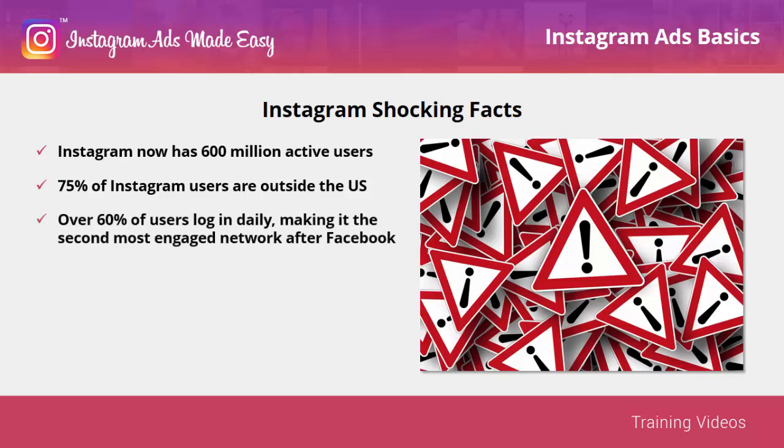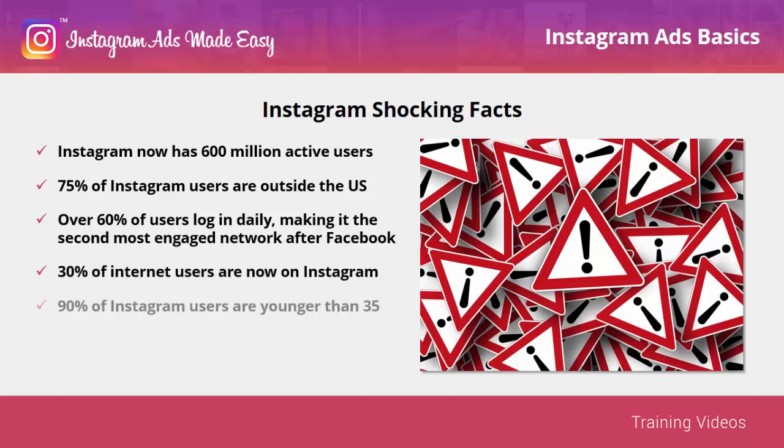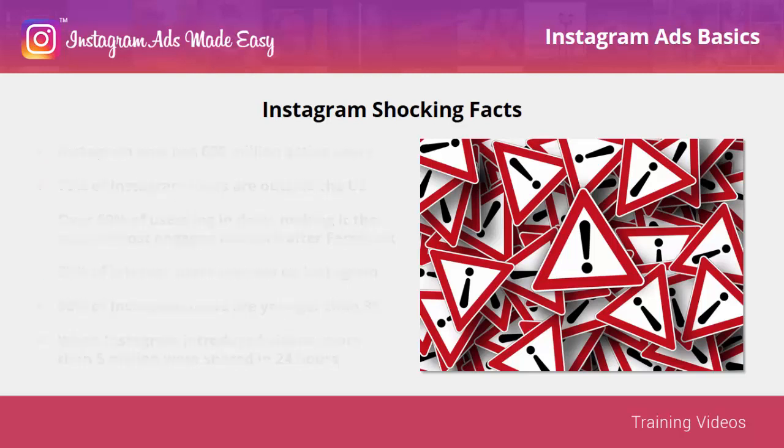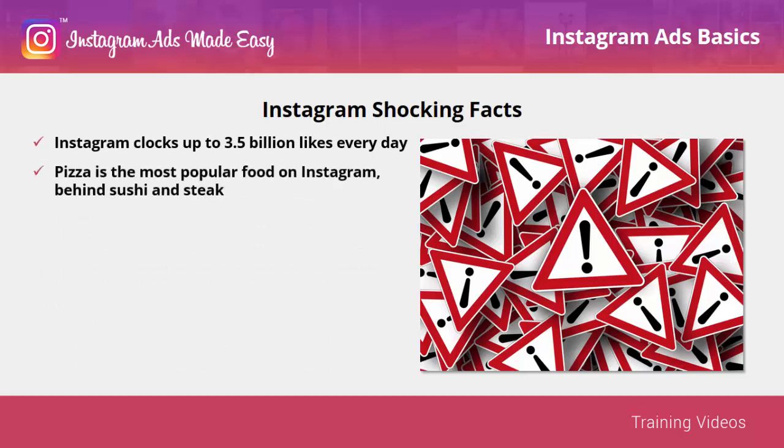Over 60% of users log in daily, making it the second most engaged network after Facebook. 30% of Internet users are now on Instagram. 90% of Instagram users are younger than 35. When Instagram introduced videos, more than 5 million were shared in 24 hours. Instagram clocks up to 3.5 billion likes every day. Pizza is the most popular food on Instagram, behind sushi and steak. On an average day, 80 million photos are shared.